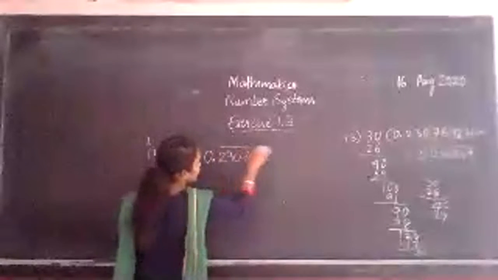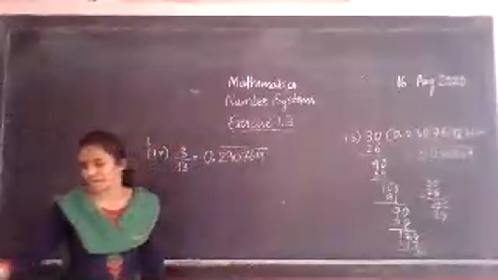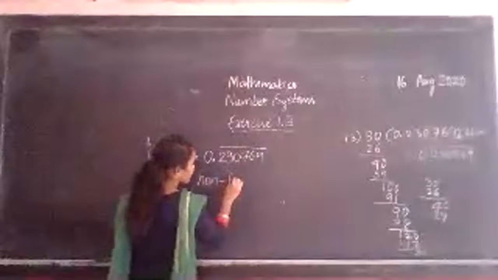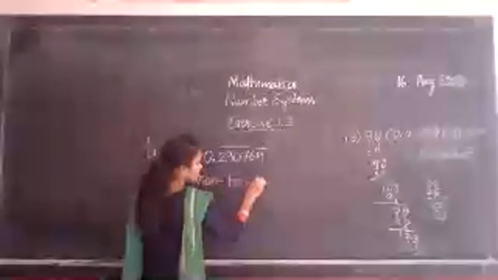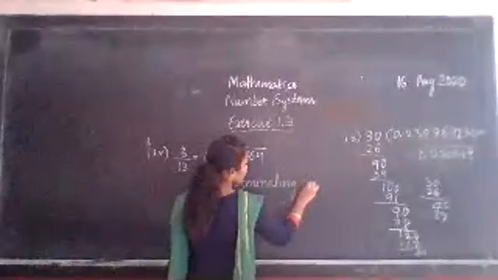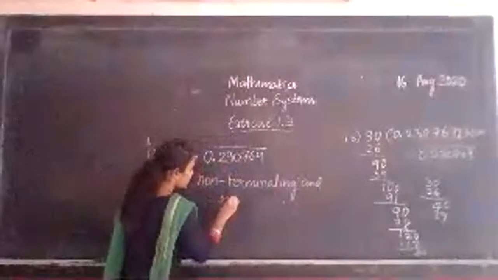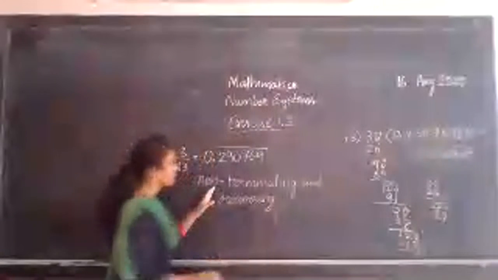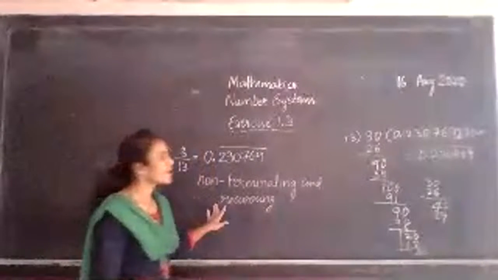0.230769 recurring, and it is non-terminating. So this fraction is non-terminating and recurring. Okay, so this is non-terminating and recurring.